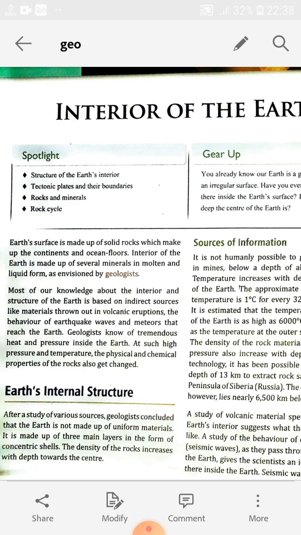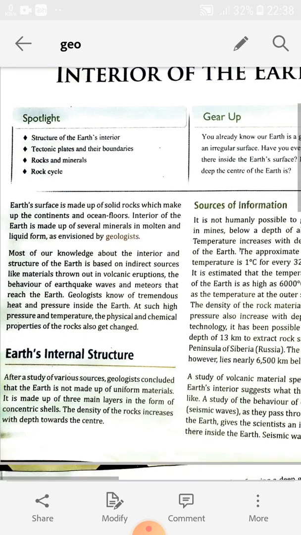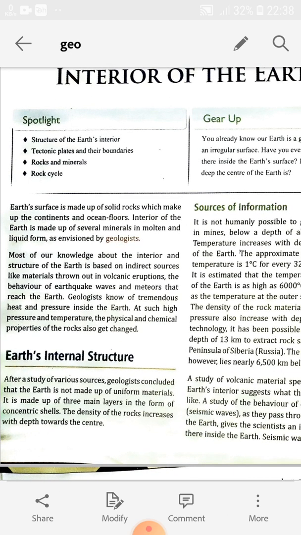Now let's know about the interior of the earth in detail. First we will see what is the internal structure of the earth. After a study of various sources, geologists concluded that the earth is not made up of uniform materials. It is made up of three main layers in the form of concentric shells. The density of rocks increases with depth towards the center.